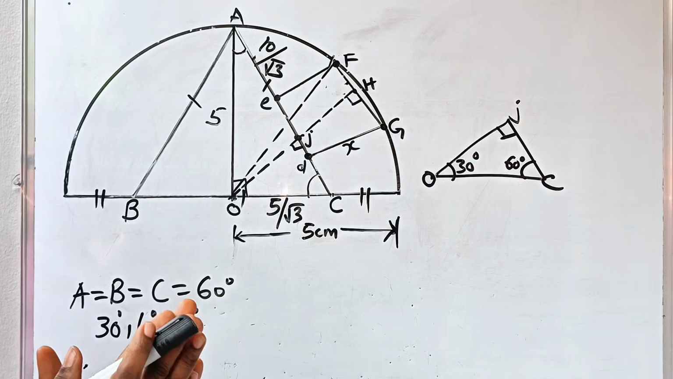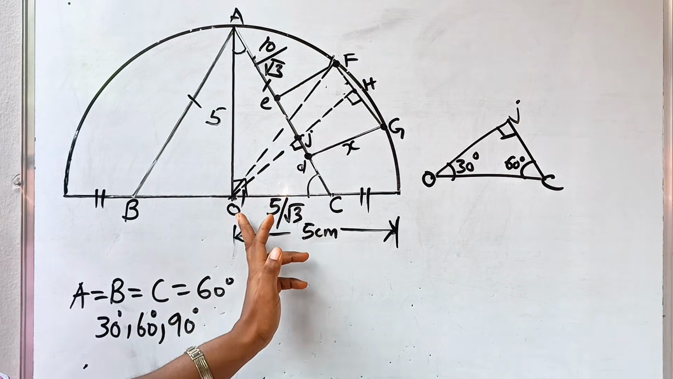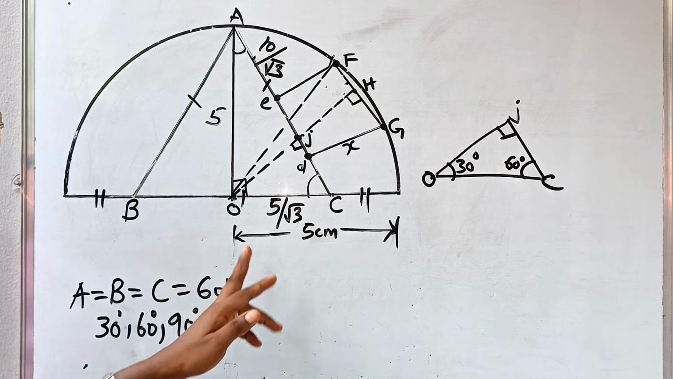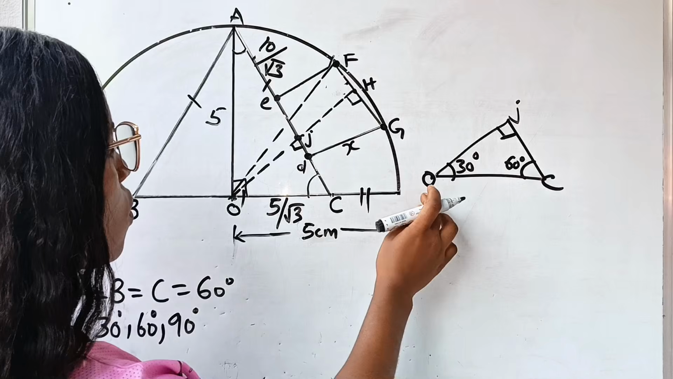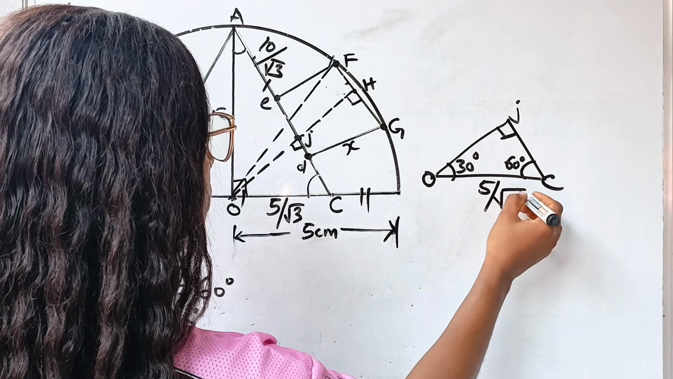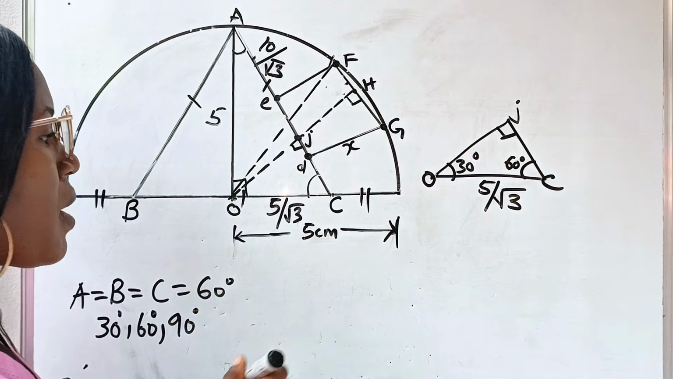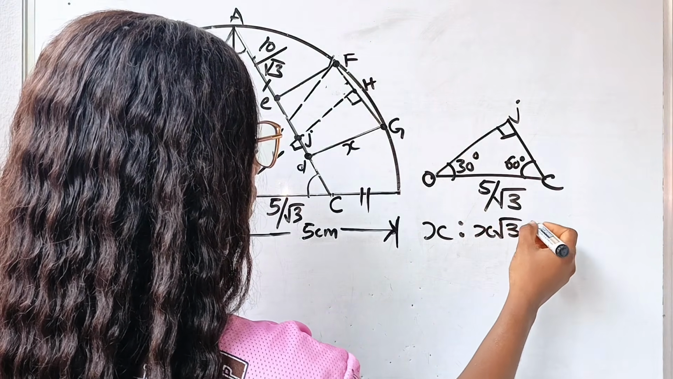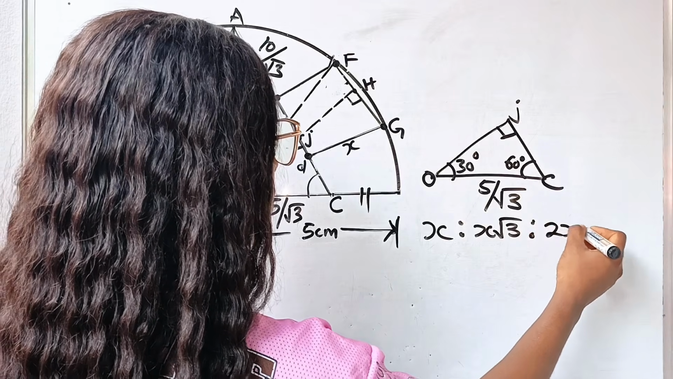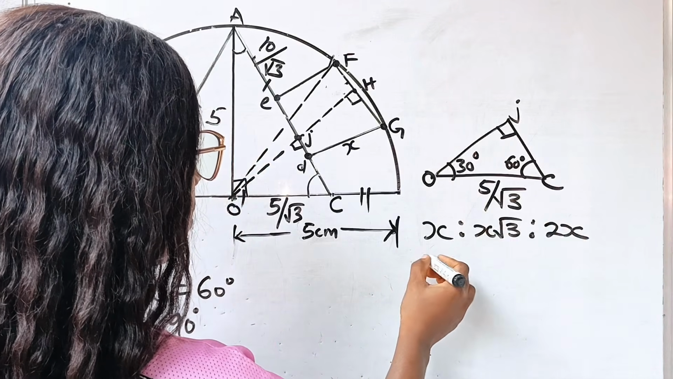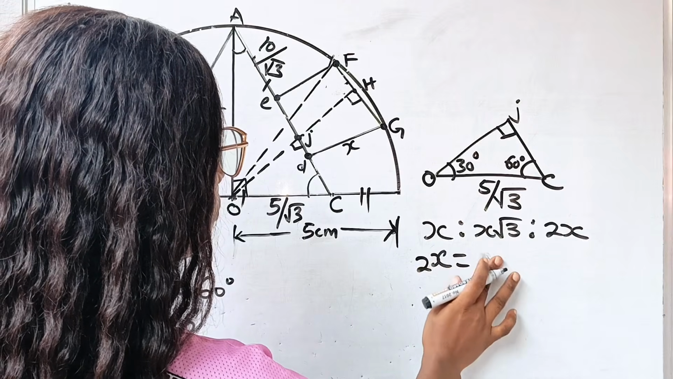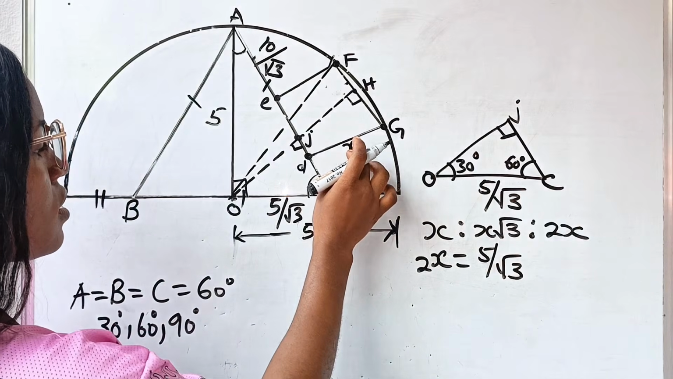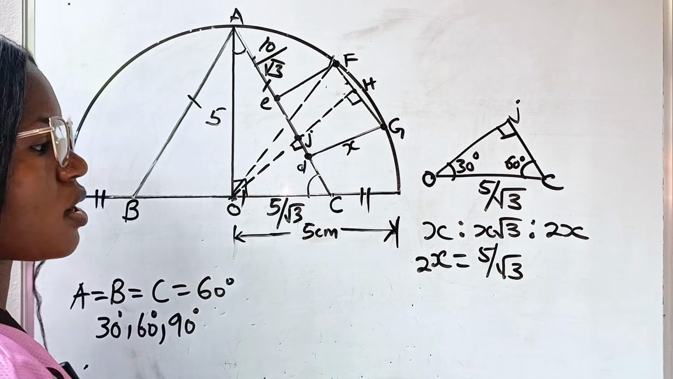Now, let's see the side that we have in this drawing, this OCJ. Looking at this very well, you can see that we have side OC. So OC is 5 over root 3. And you know that OC is opposite our 90 degrees. Remember the ratio, x is to x root 3 is to 2x. So our 2x is OC. So it means that 2x is equal to 5 over root 3. Note that my x in this case is not this x. I'm just trying to find the side of this triangle.